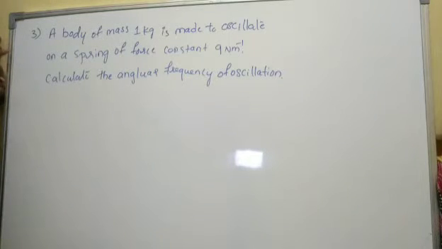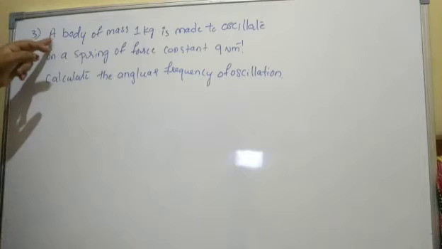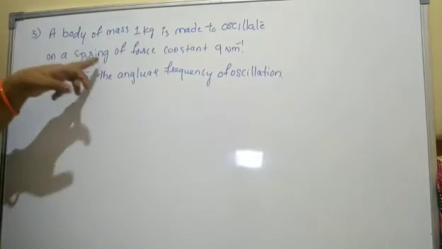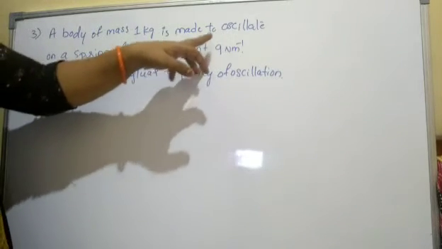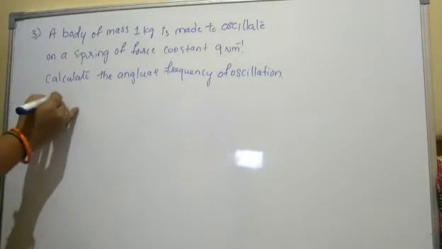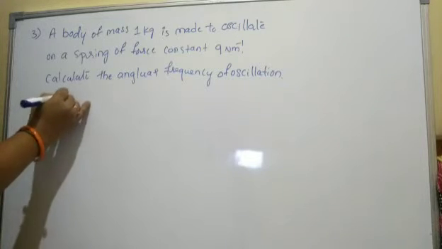So in this problem, instead of taking the body as suspended from a rigid support, they have taken a spring. A body of mass 1 kg is made to oscillate on a spring of force constant 9 Newton per meter. Calculate the angular frequency of oscillation. Using a spring, we'll take some more problems in the upcoming classes also. This is the beginning, so I have taken this problem here.